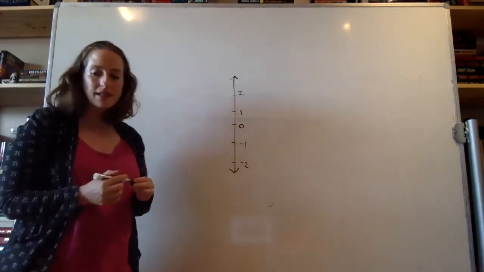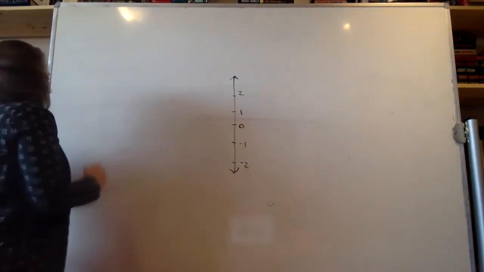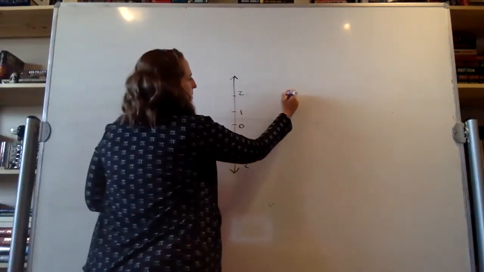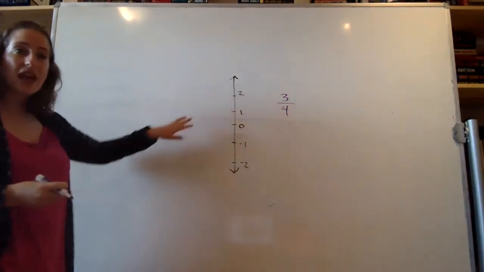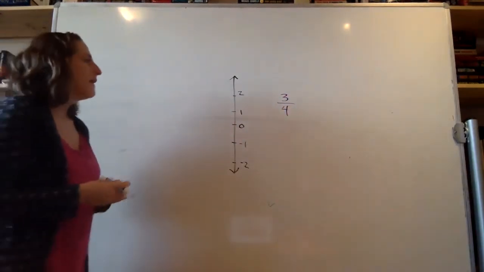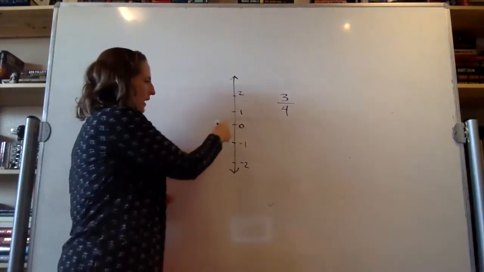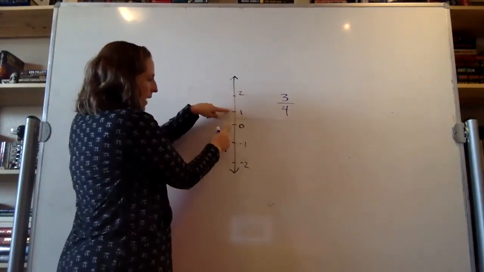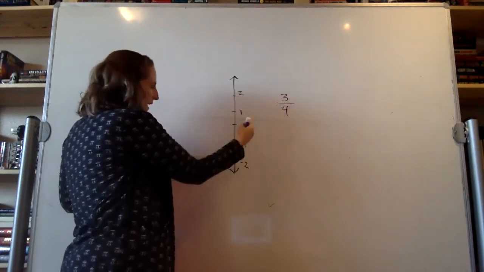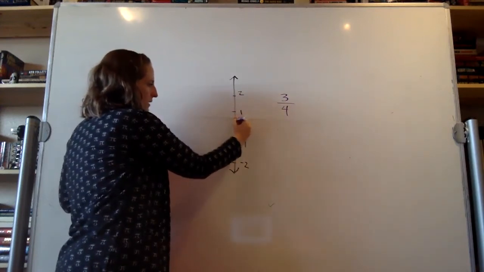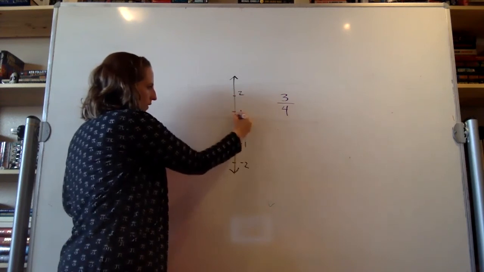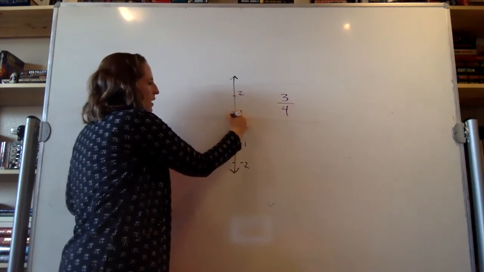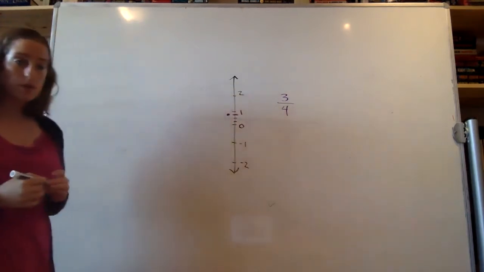And I can still place numbers on my number line. So for example, let's say I wanted to place the number 3/4. Now that's a fraction. I don't actually have 3/4 on my number line, but I can think about how I would do that. So 3/4 is between 0 and 1. I need to split that area into 4 equal pieces, okay? So there's 1/4, 2/4, 3/4. So 3/4 will be right there on my number line.